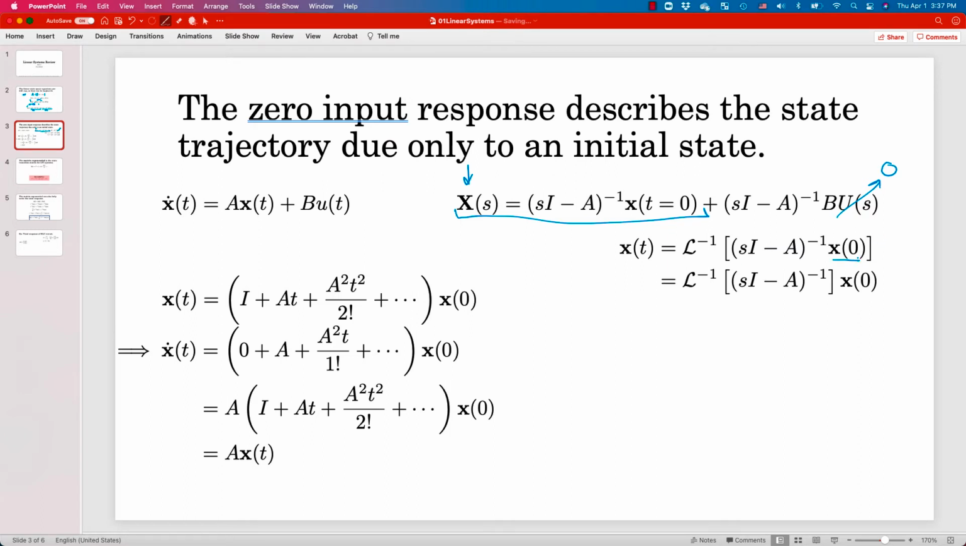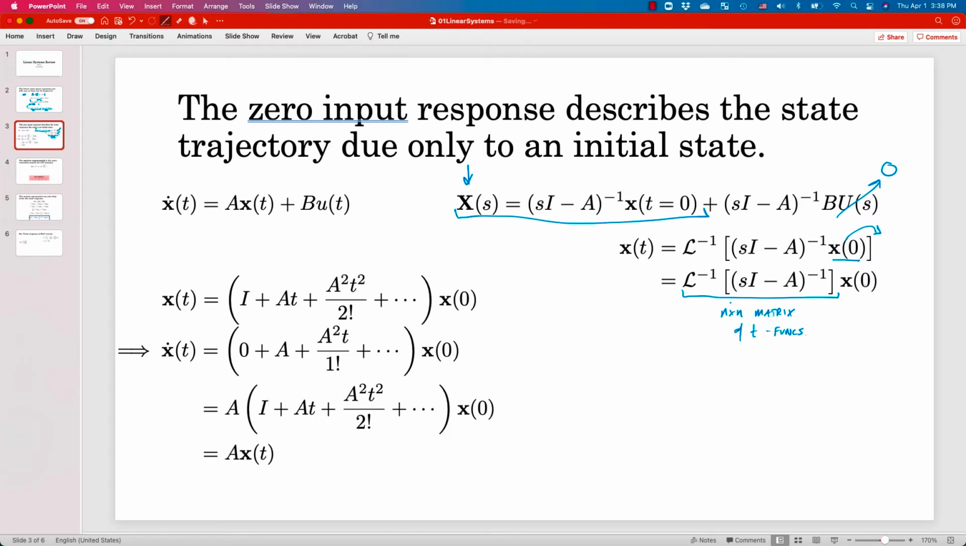Now, x of 0 is a constant, so just like before, we can pull it out of the inverse Laplace transform, which is also a linear operation. And so what we get is that the state at any given time is equal to a function times x of 0. This is going to be an n by n matrix of time functions. Now what those are we don't exactly know, but the good news is that it's a matrix operation, it's a linear operation.